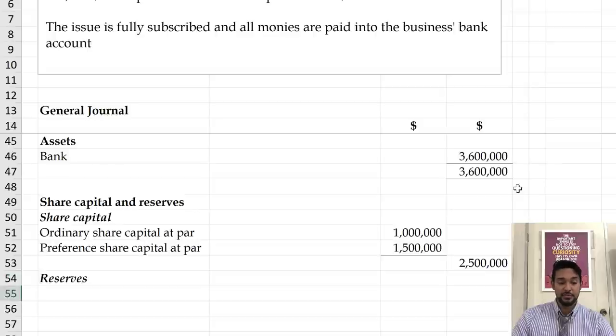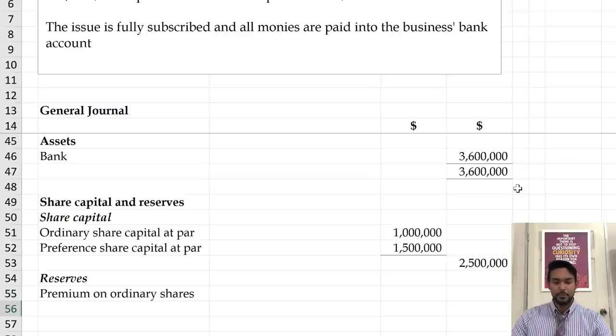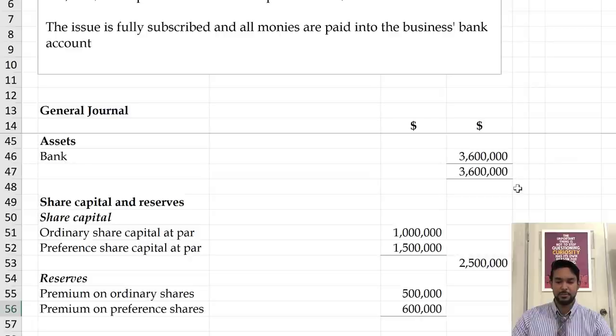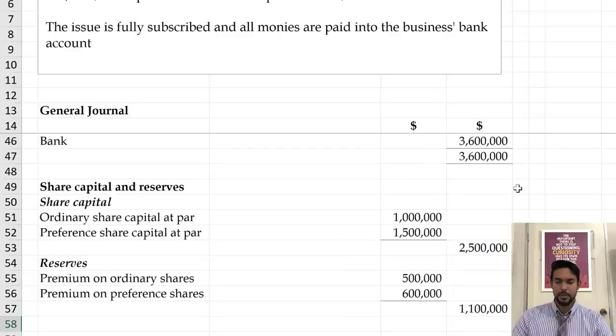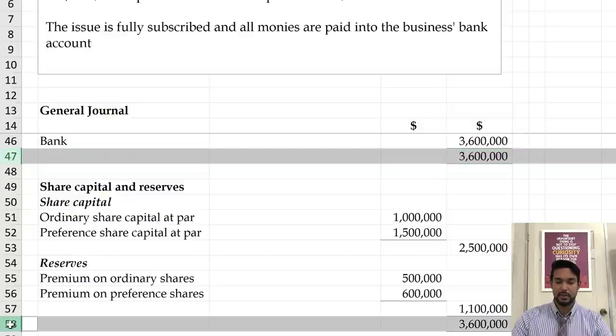And we have our reserves. So a reserve is an amount of money set aside for a specific purpose, or in this case, coming from a specific source. And in this case, the source is the premium paid on the shares. Now, we have premium on ordinary shares, that was the $500,000. And then we have the 600,000 for the preference shares, giving us a total of 1.1 million. And 2.5 plus 1.1 will give us 3.6. And of course, assets equal to capital, your balance sheet balances.